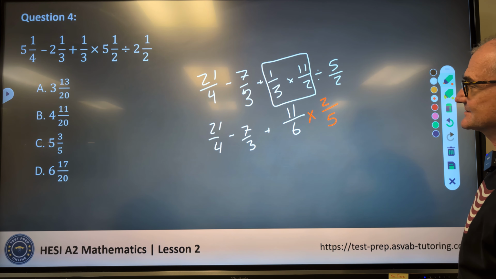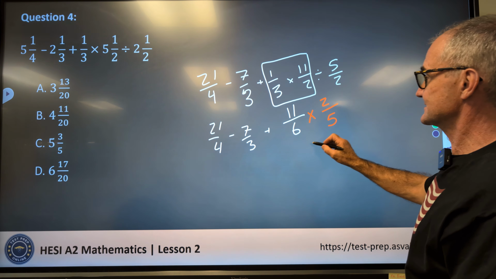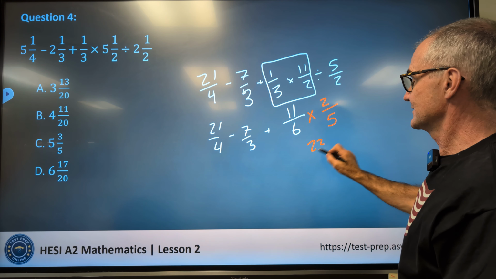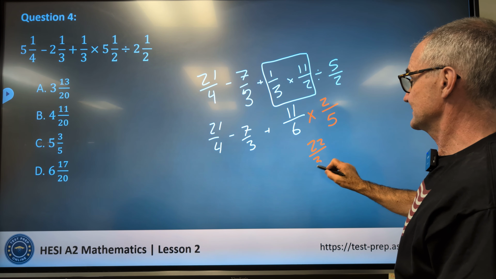Nothing there cancels, so I multiply across the top to get 22/30. And then I still have that 21/4 minus 7/3 plus that multiplication division portion. I'm going to go back to white. I'm going to try and move it up here.